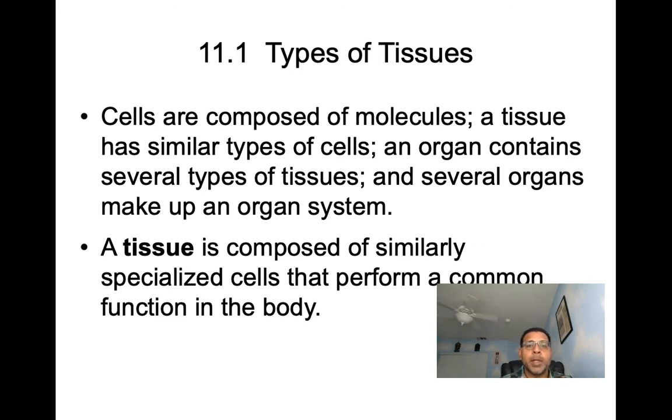Hello and welcome. Today let's talk chapter 11 and we'll go through the human organization and we'll talk about tissues, focusing on all the four primary tissue types.